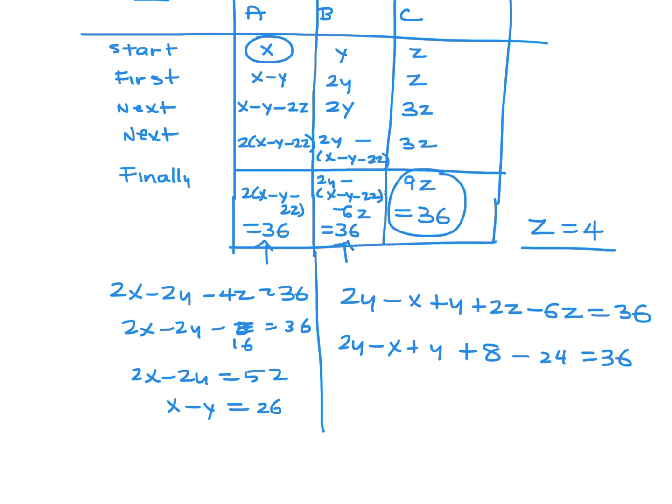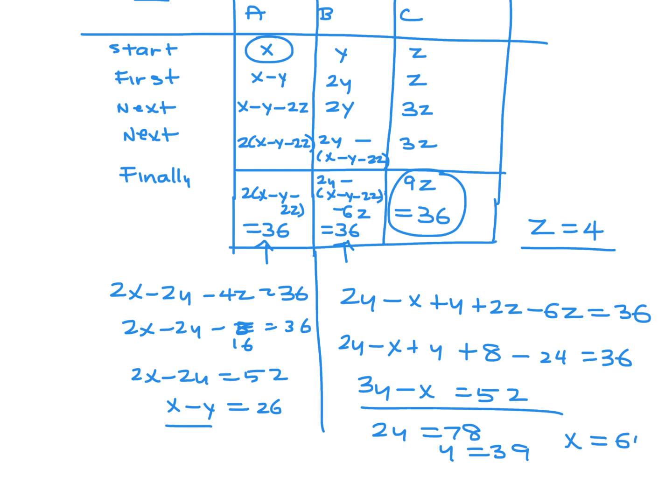Well, this is going to be 3y minus x is equal to 52, I believe. So if I just add these guys, I'm going to get 4. Let me think about this. No, 2y. 2y will be equal to 78, and therefore y is 39, and therefore x, when you sub it back in, will be 65, and that is what they wanted.